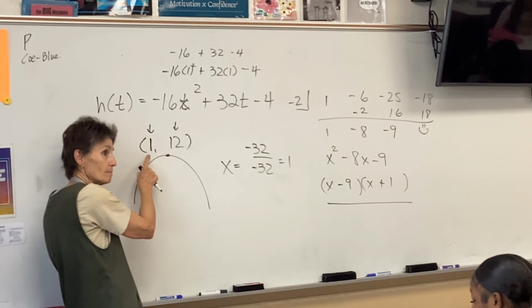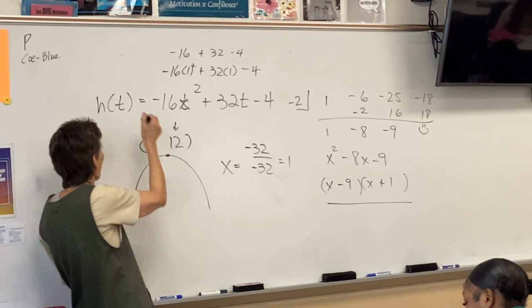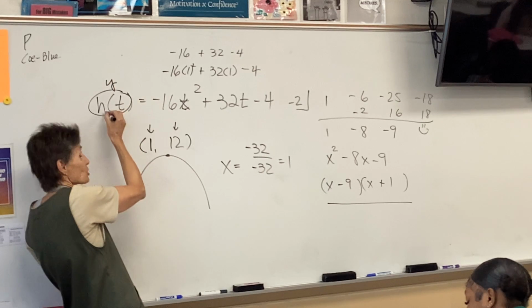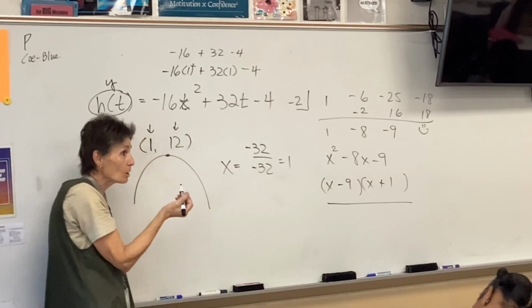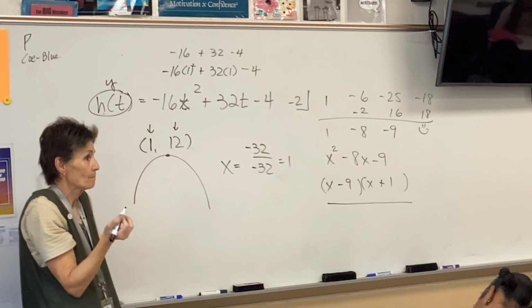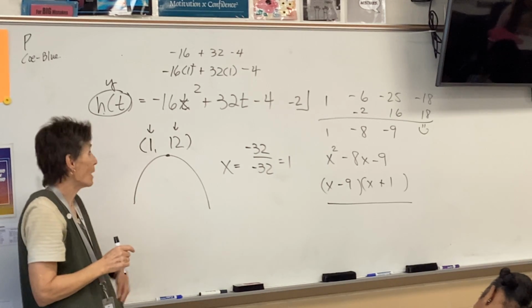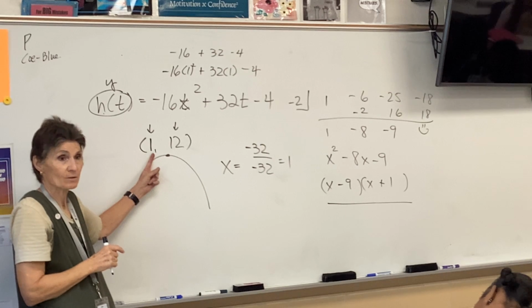1 second. And then this Y is actually the height. So how high does the ball go? 12 feet. But the question is, when does it reach its highest? That's right here.